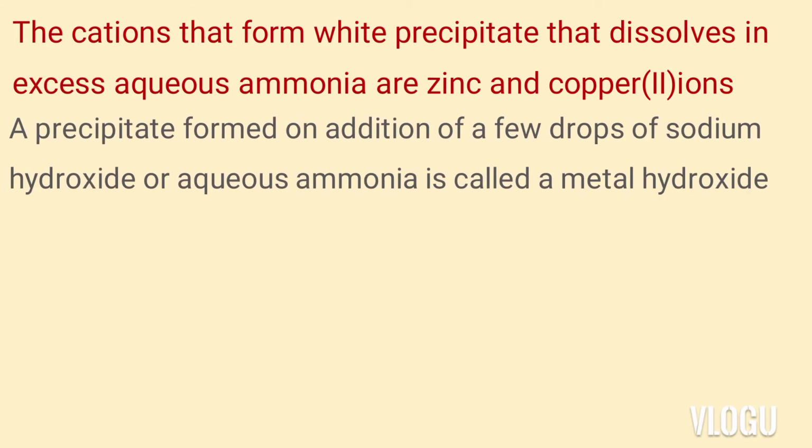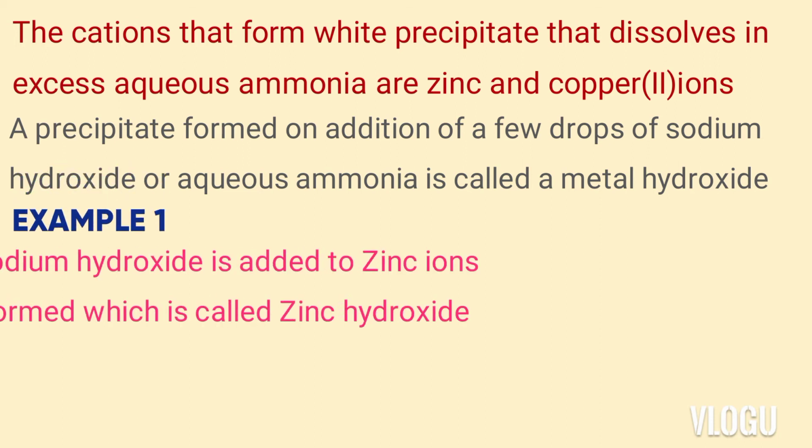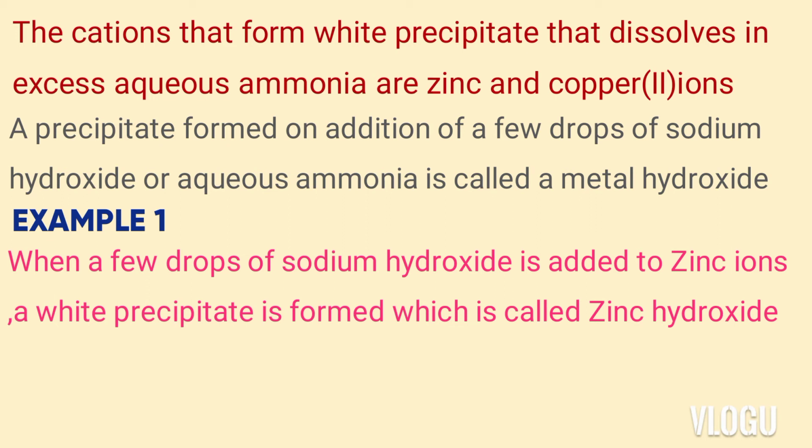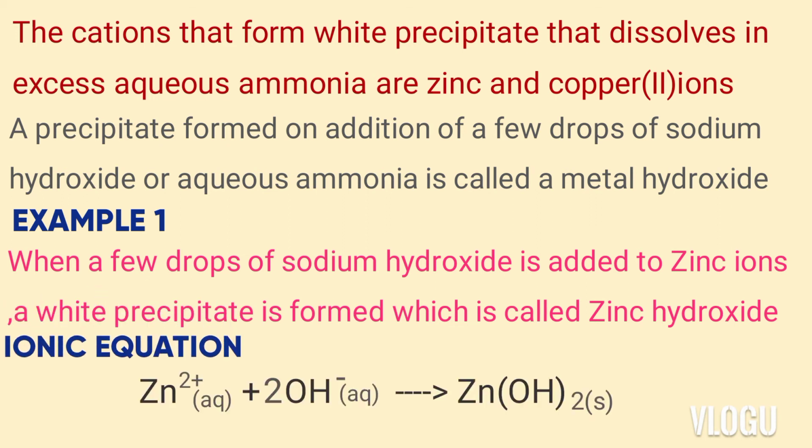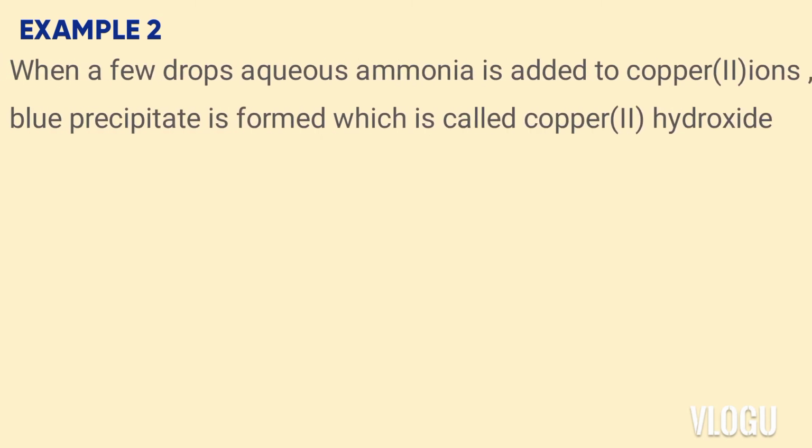Now, a precipitate formed on addition of a few drops of either sodium hydroxide or aqueous ammonia is called a metal hydroxide. For example, when a few drops of sodium hydroxide is added to zinc ions, a white precipitate is formed, which is called zinc hydroxide. Ionic equation is as shown below. Example 2. When a few drops of aqueous ammonia is added to copper ions, a blue precipitate is formed, which is called copper hydroxide. Ionic equation is shown below.